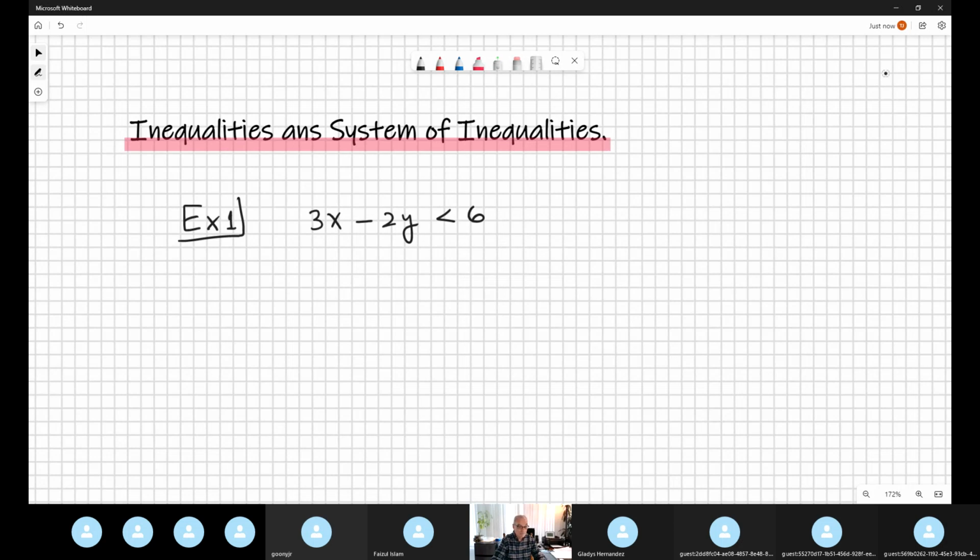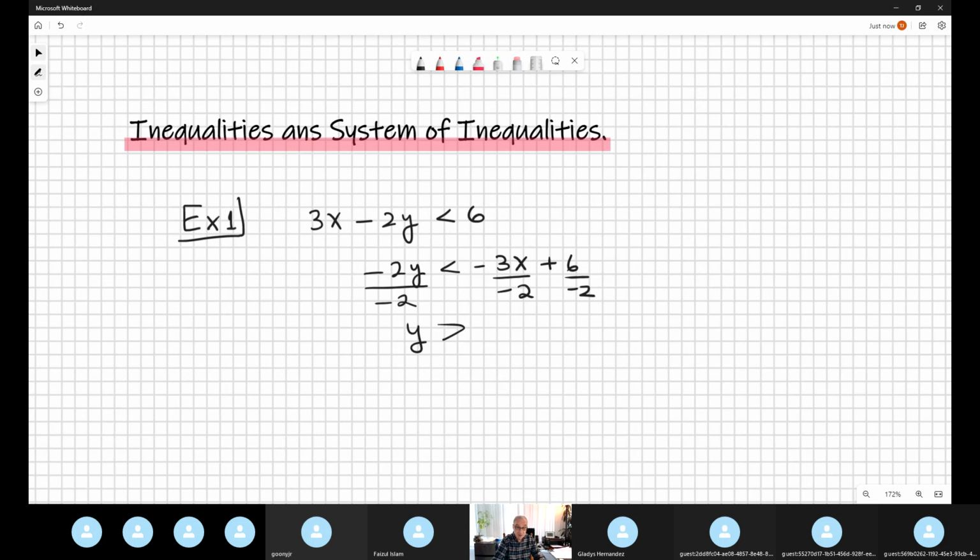Okay, so now my recommendation always is you isolate the y, which is the dependent variable. So now we have minus 2y less than minus 3x plus 6. Now, in order to isolate the y, you divide both sides by -2. And remember, when you divide or multiply by a negative, the direction of the inequality changes, right? This is a super important detail.